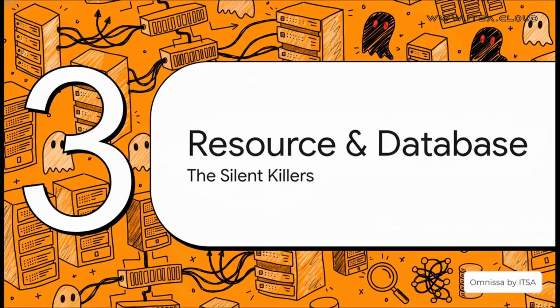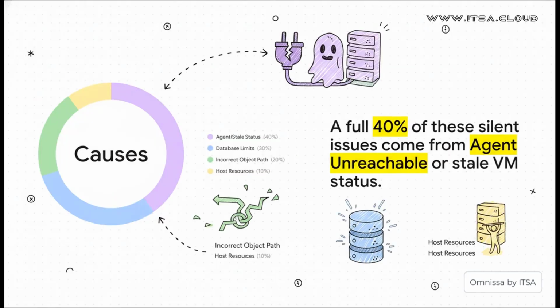I call them the silent killers. They're the problems lurking in your backend infrastructure that you can't always see right away, like resource and database bottlenecks. Now, this chart, this is really eye-opening. A whopping 40% of these silent problems come back to that agent unreachable status.